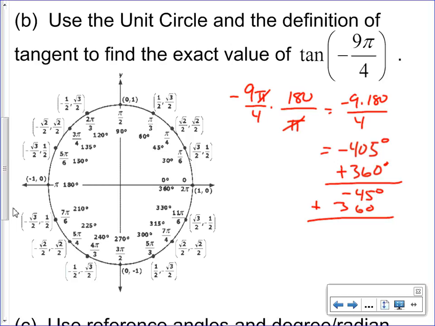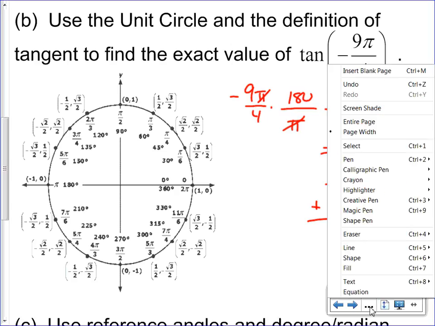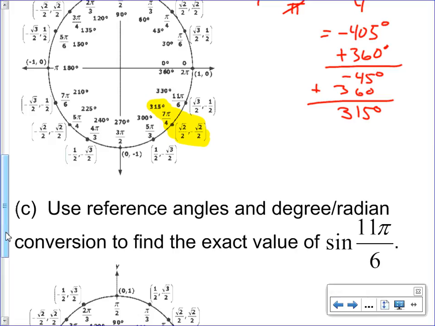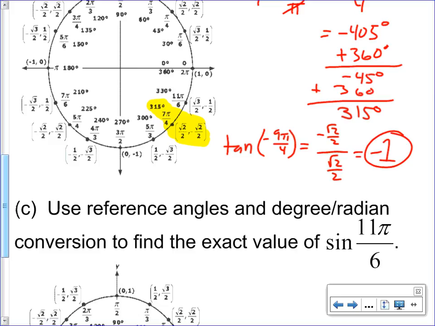Add it again and you'll be at 315 degrees. So when you're looking at the unit circle, 315 degrees is right here. So the tangent at that point, and you can just keep it at the original problem, which was negative 9 pi over 4. Tangent is y over x, so negative root 2 over 2 divided by root 2 over 2 is just negative 1. So you can convert back and forth from radians to degrees if necessary.